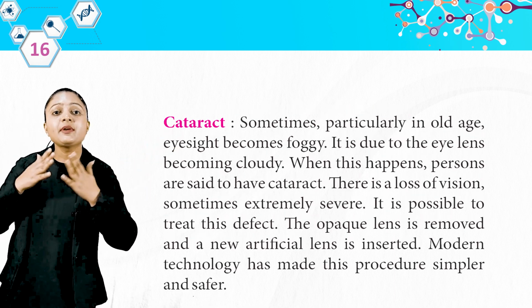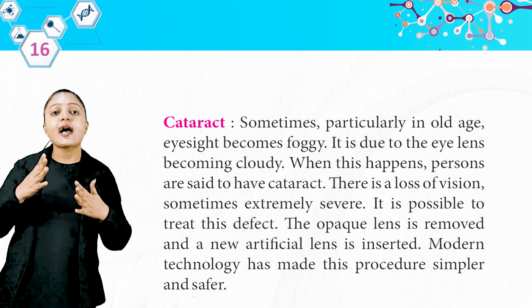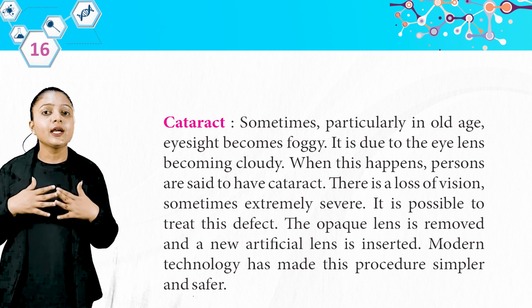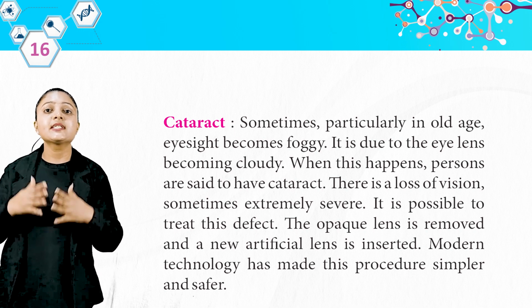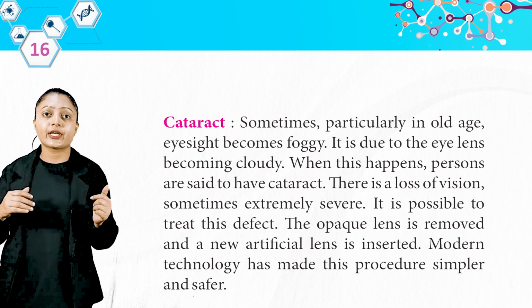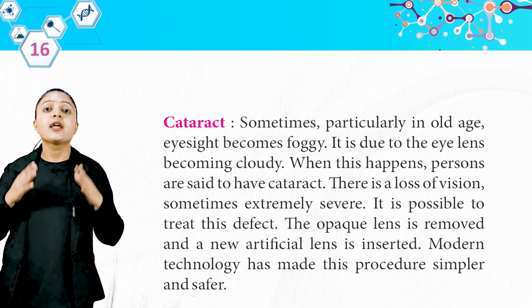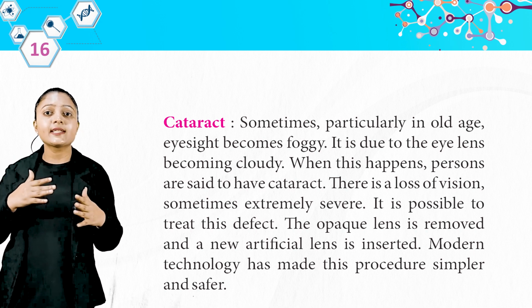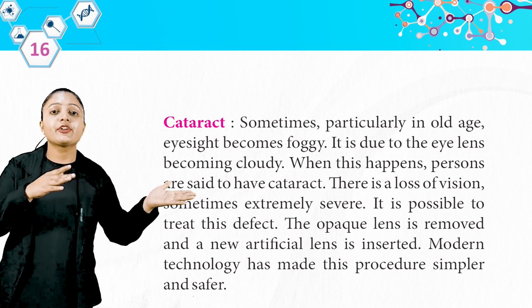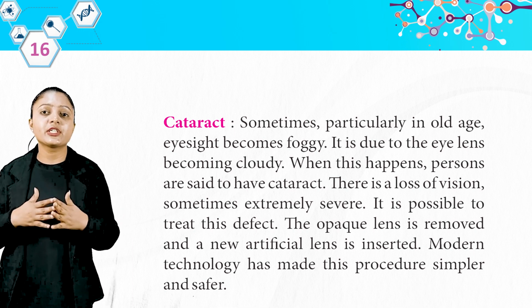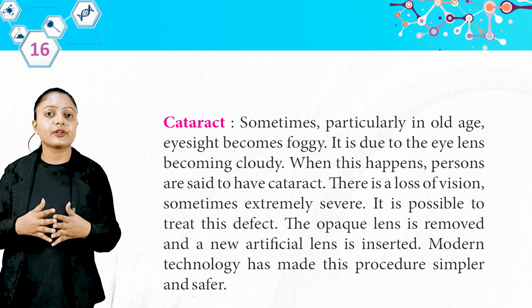Cataract. Sometimes, particularly in old age, eyesight becomes foggy. It is due to the eye lens becoming cloudy. When this happens, persons are said to have cataract. This is a loss of vision, sometimes extremely severe. It is possible to treat this defect. The opaque lens is removed and a new artificial lens is inserted. Modern technology has made the procedure simpler and safer.